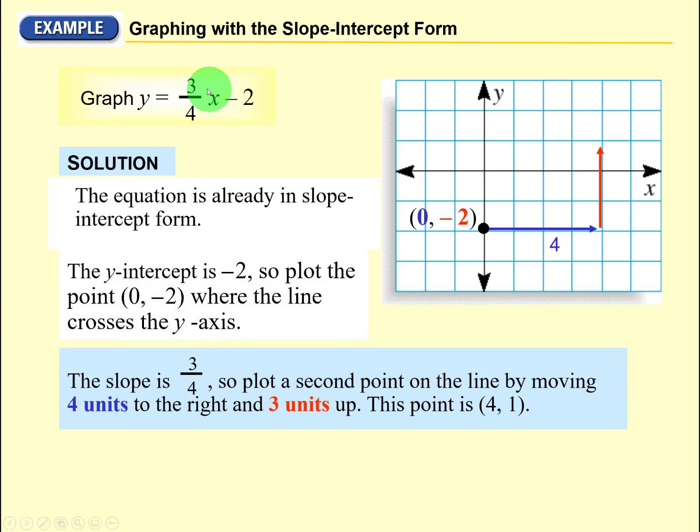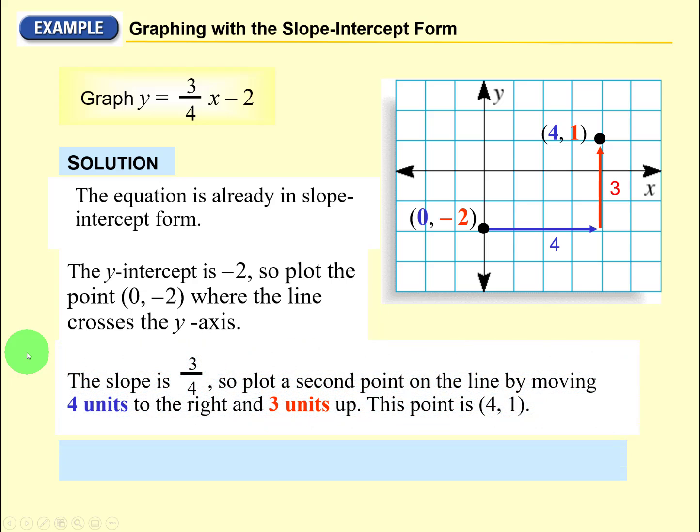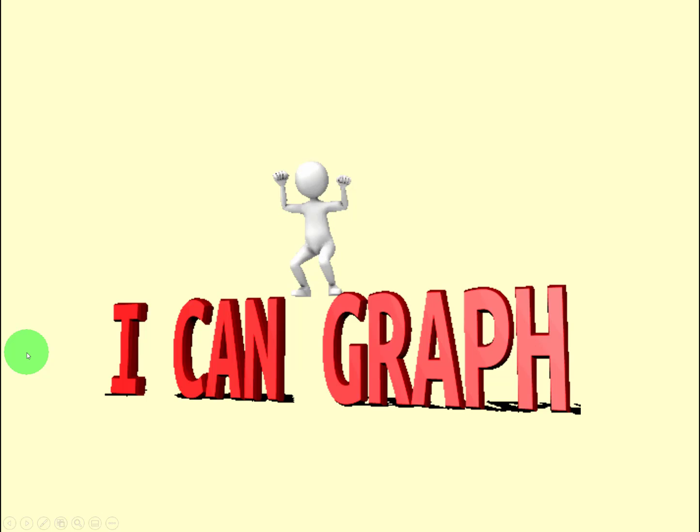The slope in this case is 3/4. Rise is 3. The run is 4. So that means over 4, up 3. When we plot that, we're going to get (4, 1). And finally, the last step is just to draw the line between the 2 points. Now, what could be easier than that?